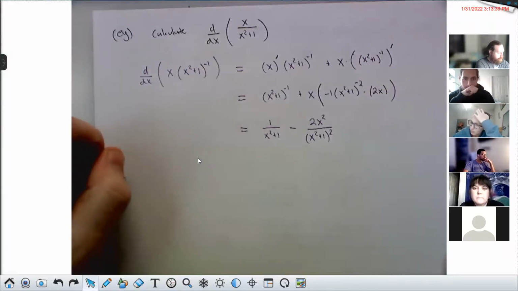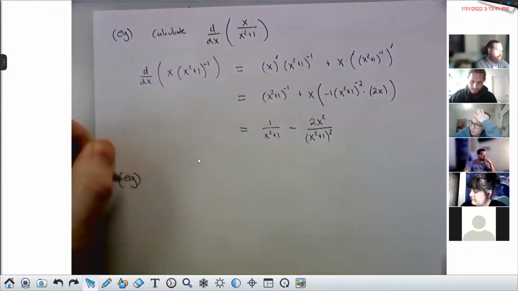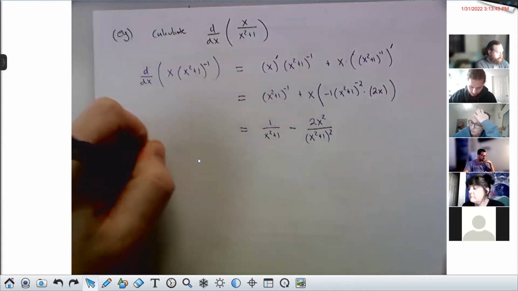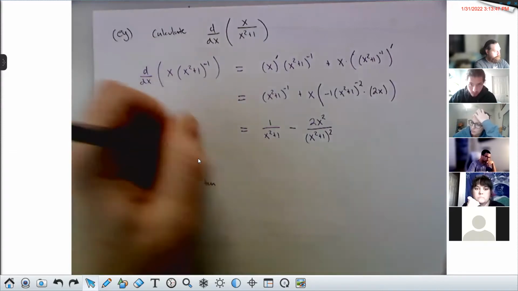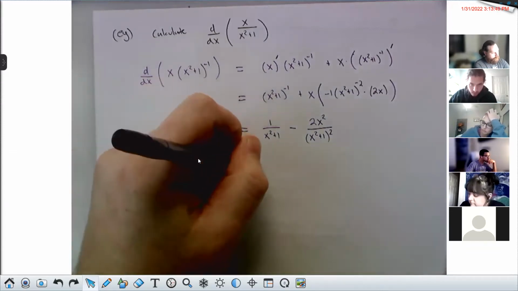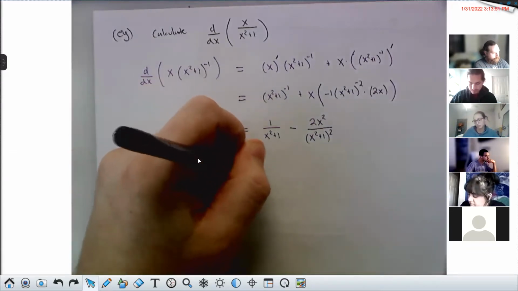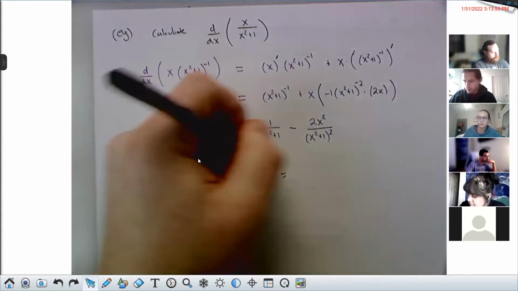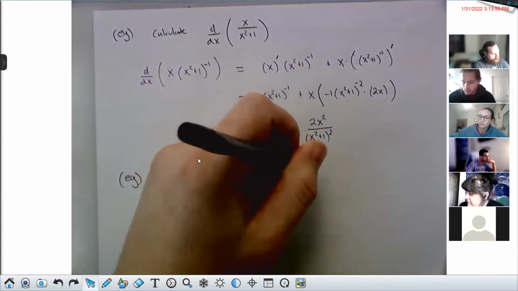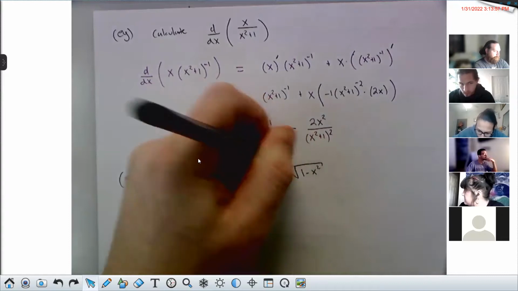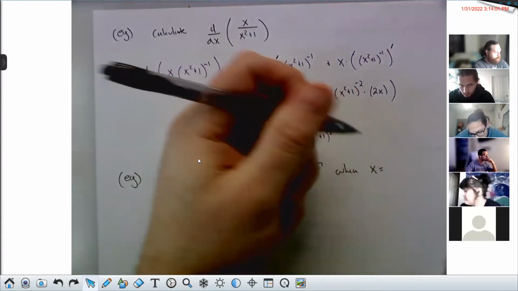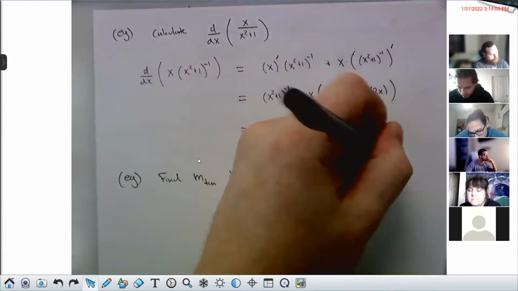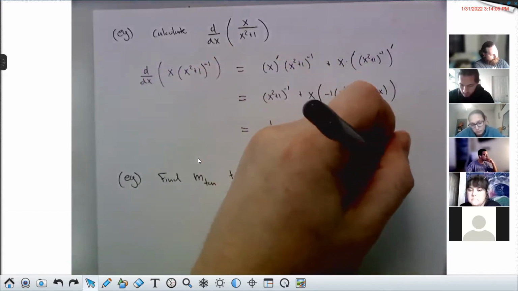So one last guy to finish things up. This isn't anything special. Let's find the slope of the tangent line to the curve f of x equals the square root of 1 minus x squared when x is equal to the square root of 2 over 2.